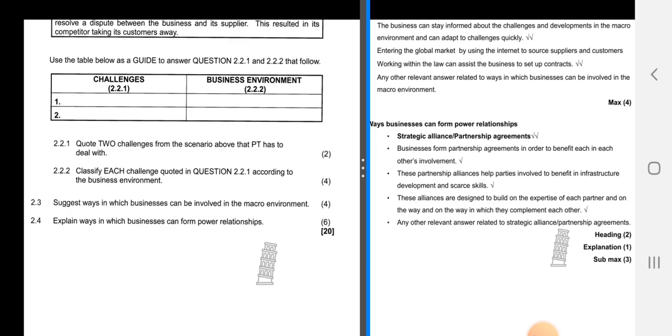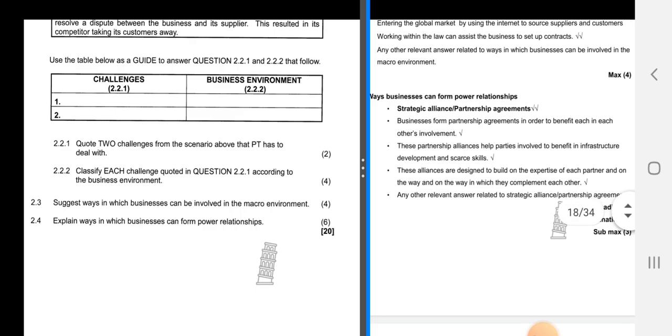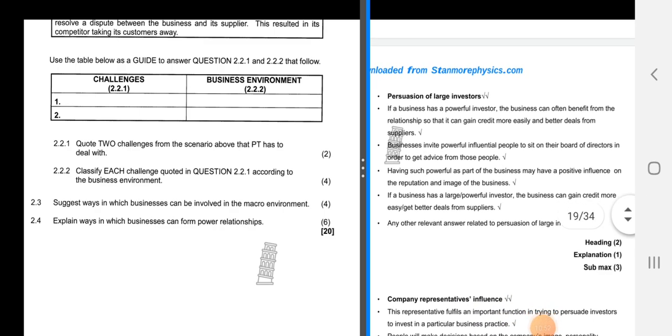So if a bigger business partners with a smaller business, or two big businesses partner together, they form a strong bond. Okay, so that is a strategic alliance. This partnership alliance helps parties involved to benefit in infrastructure development and scarce skills. They can also do that by persuasion of large investors. If a business has a powerful investor, the business can often benefit from the relationship so that it can gain credit more easily and better deals from suppliers.